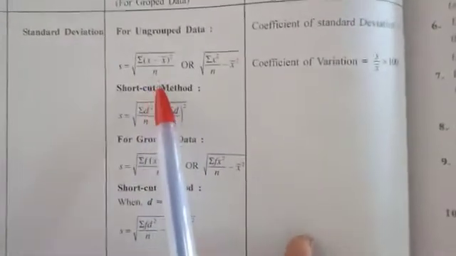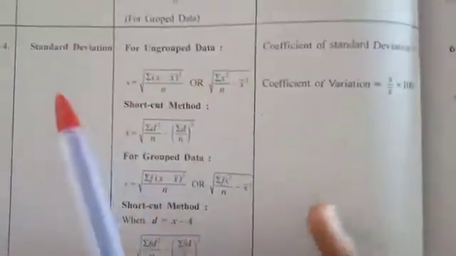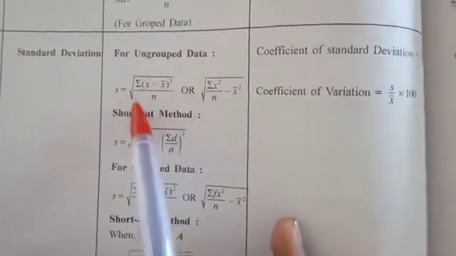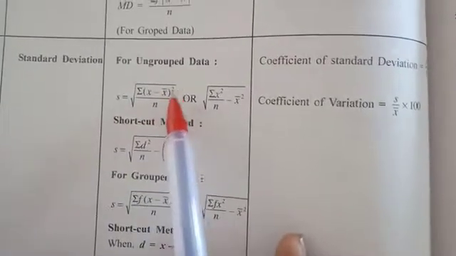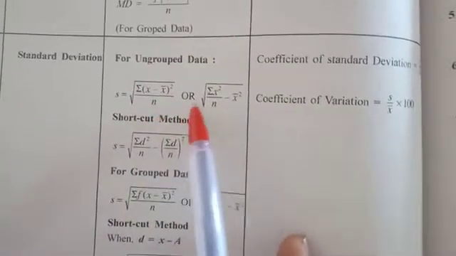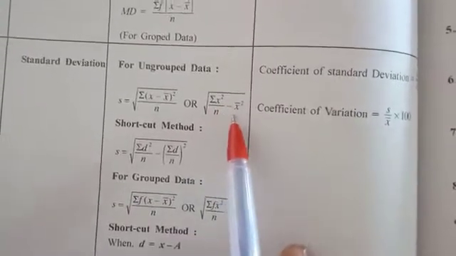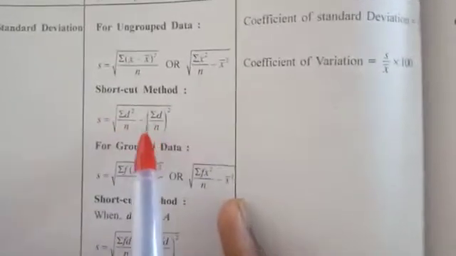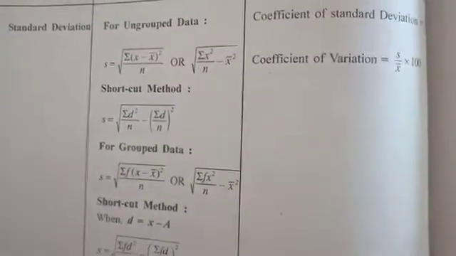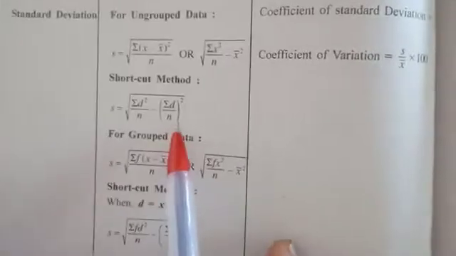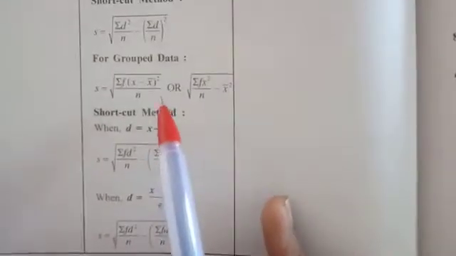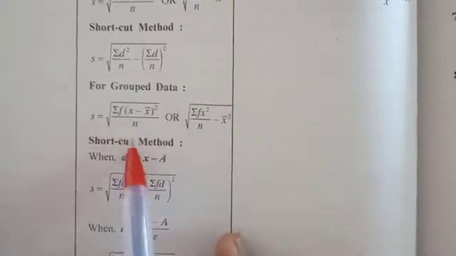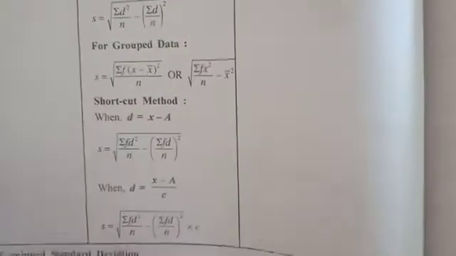Now we'll move on to the next exercise, that is for standard deviation. The standard deviation formula for ungrouped data is S equal to the square root of sigma (x minus x bar) whole square upon n, or sigma x square upon n minus x bar square. And the shortcut method formula is square root of sigma d square upon n minus (sigma d upon n) whole square. For grouped data, it is sigma f (x minus x bar) whole square upon n, and this is the shortcut formula.